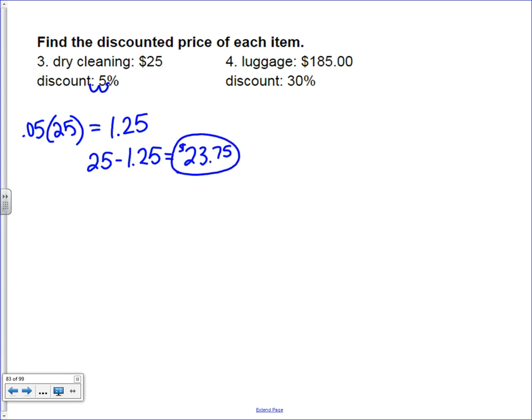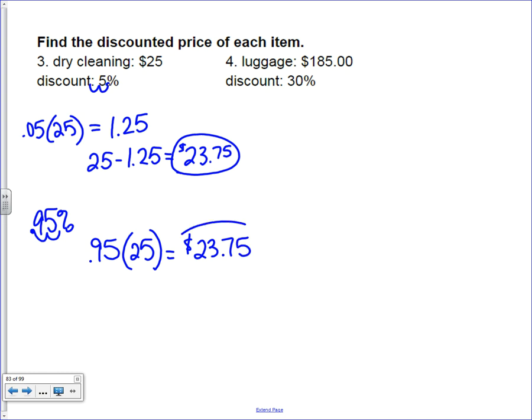The other way to look at this is I am not paying 100% of my dry cleaning bill. I get a 5% discount, which means I am only going to pay 95%. If I move that decimal 2 spots, I get 0.95 times my dry cleaning will give me a final bill of $23.75. Again, does not matter which way you go about that.